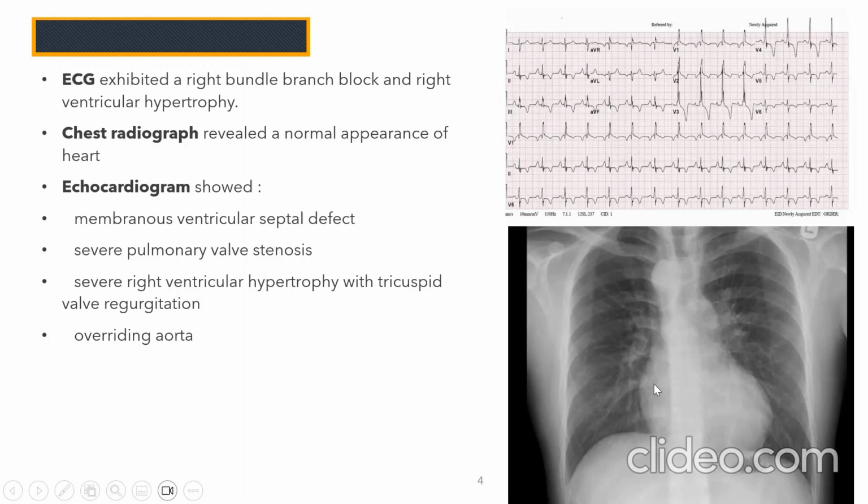The chest radiograph revealed a normal appearance of heart. Echocardiogram of the patient showed membranous ventricular septal defect, severe pulmonary valve stenosis, severe right ventricular hypertrophy with tricuspid valve regurgitation and overriding aorta. So all these records reveal that the patient has tetralogy of Fallot.